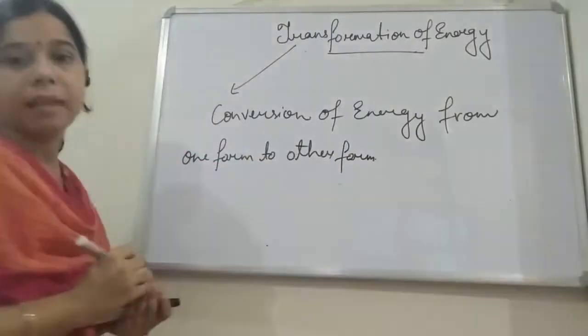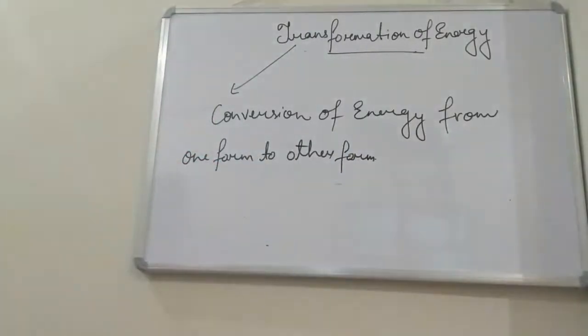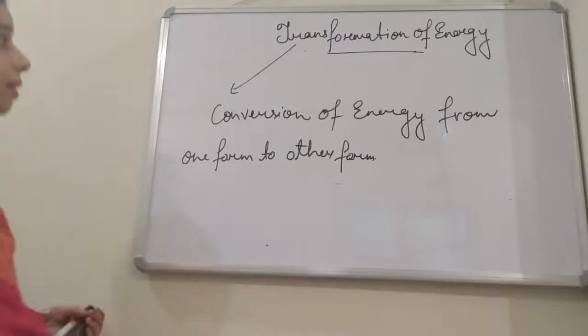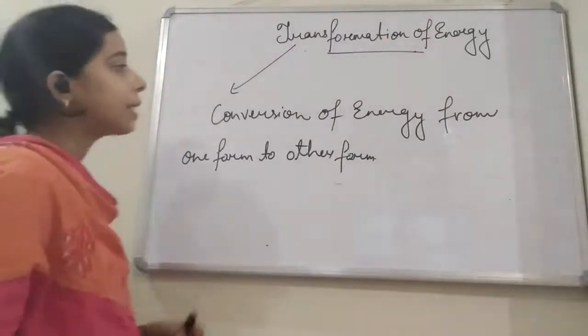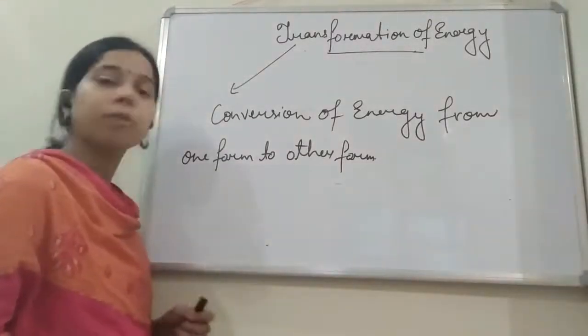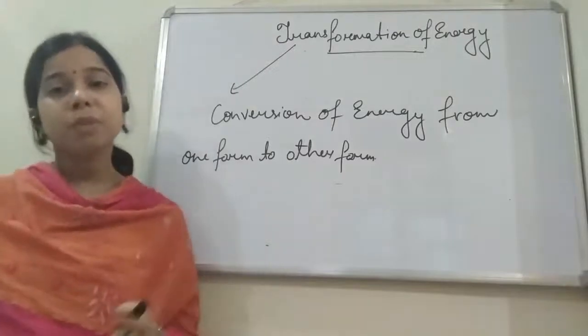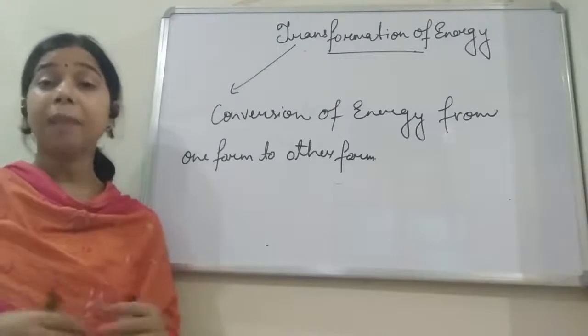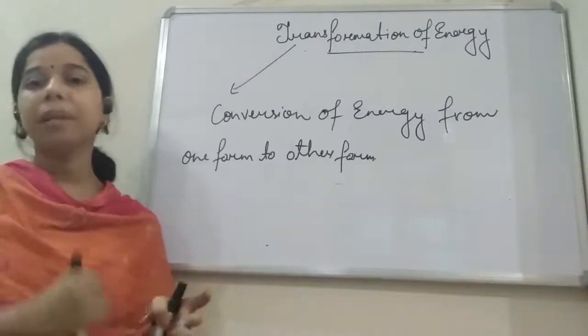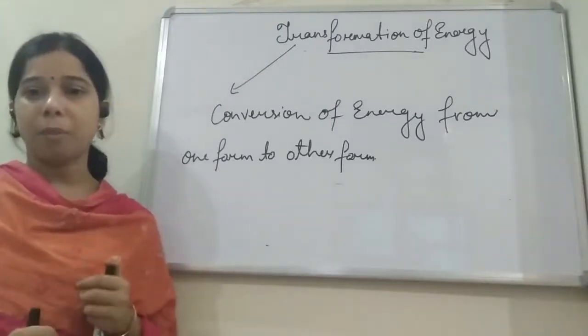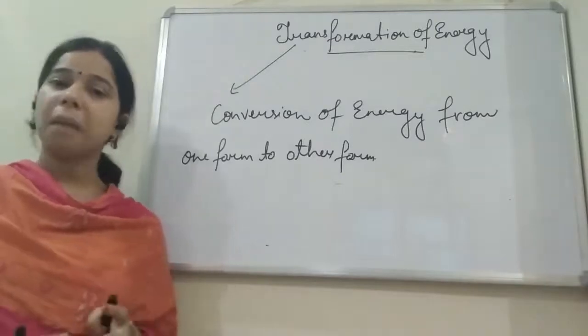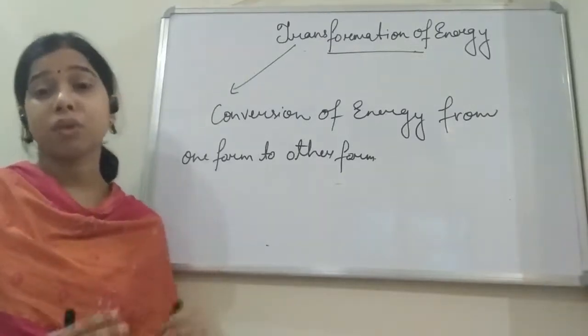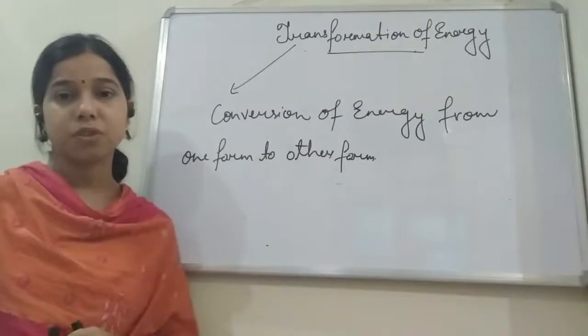That is the transformation of energy, student. This is the transformation of energy, and that is the conversion of energy from one form to another form. It means that energy which is present in an object can be converted into another form of energy. There are a lot of examples of this. We can understand this concept of the transformation of energy.